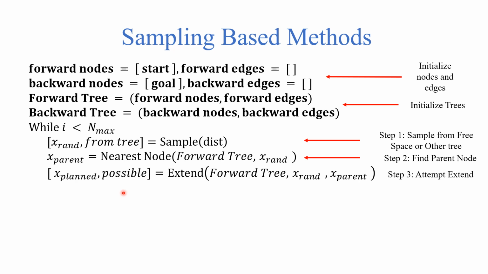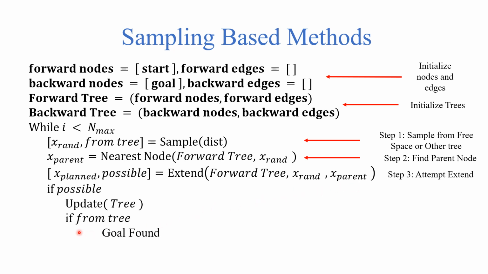We must note here that in case we are actually choosing a point from the other tree, the opposing tree, then we're going to try to extend directly to that node and not in between. So in this case, we're going to try to find exactly a path between xparent and xrand.